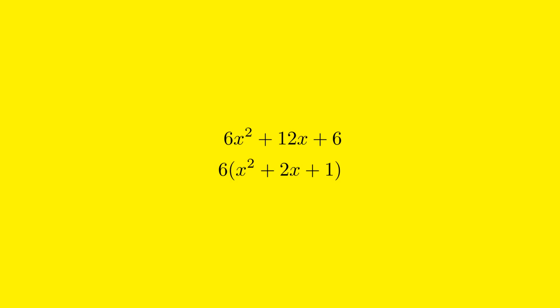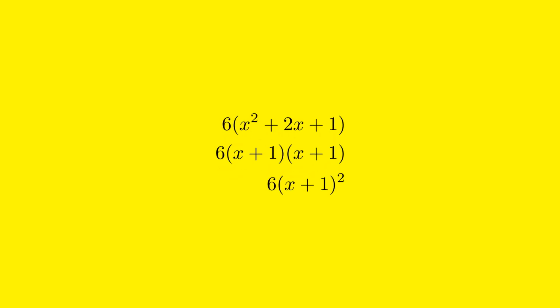To begin solving the quadratic expression 6x squared plus 12x plus 6. In step 1 we factor out the greatest common factor from all the terms. Notice that 6 is a common factor of the terms 6x squared, 12x, and 6. By factoring out 6, we rewrite the expression as 6 times the quantity x squared plus 2x plus 1. This step simplifies the original quadratic expression and makes it easier to work with in subsequent steps.